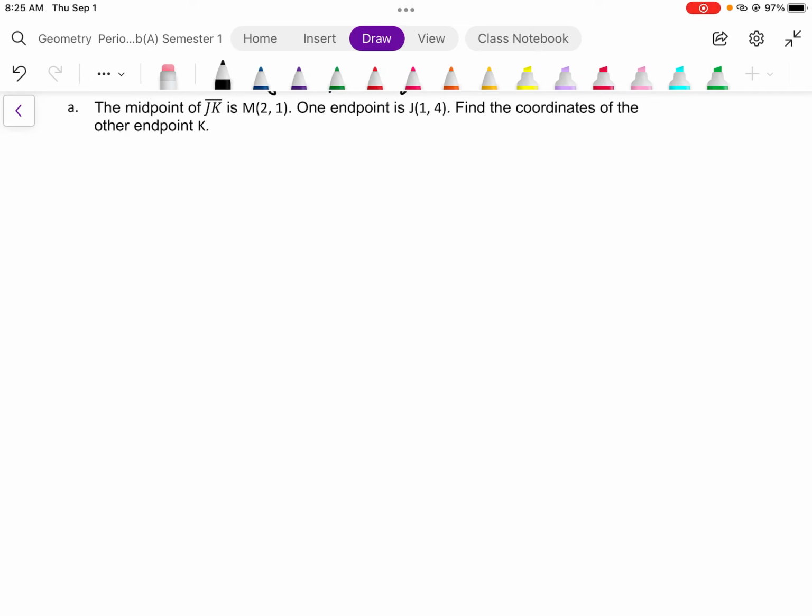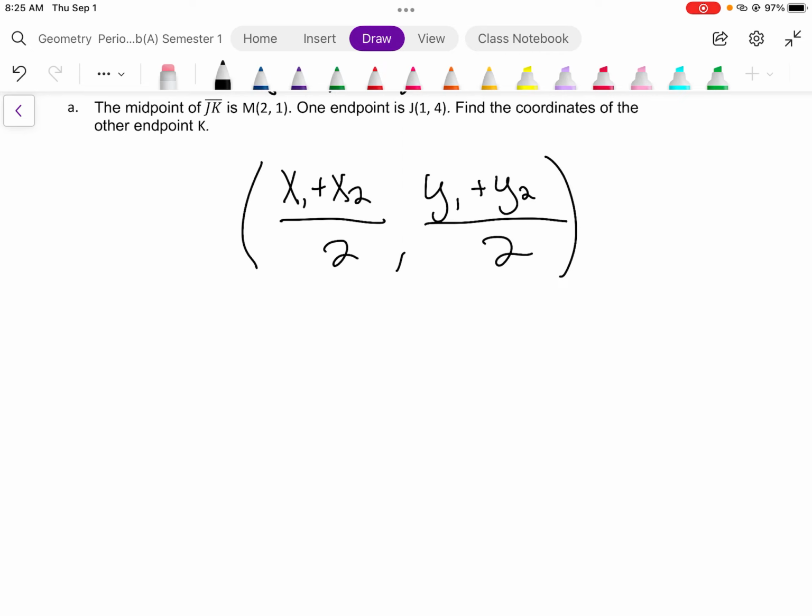Okay, so we have the midpoint of JK is M, which is (2, 1). So remember our midpoint formula, we have our x1 plus our x2 added together, and then we're doing the same thing with our y's and adding them together, dividing by 2. We know that the midpoint is (2, 1). And we know that one endpoint is (1, 4). They want us to find the coordinate point of the other endpoint, K.